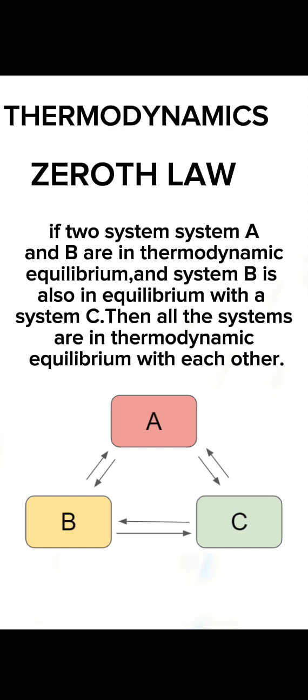The study of thermodynamics is based on four main laws. So there are four main laws that guide the study of thermodynamics. The first law is called the zeroth law. This law is quite straightforward. We say if two systems A and B are in thermodynamic equilibrium with each other, and system B is also in thermodynamic equilibrium with another system C, then all three systems are in thermodynamic equilibrium. It's as simple as that.